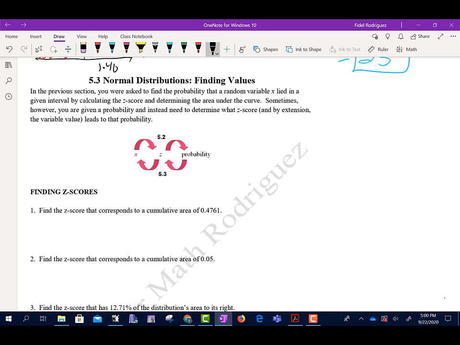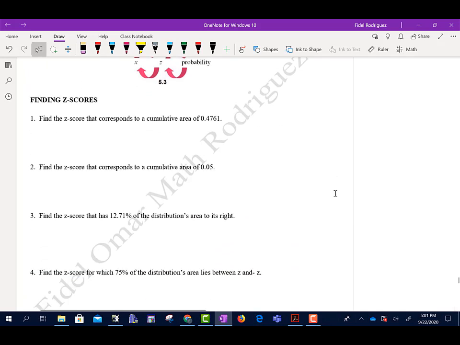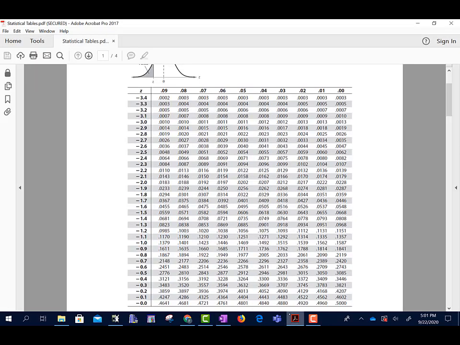So what we're going to do here is find a z-score that corresponds to some of these areas. I'm going to show you two ways to go about doing this. The directions say, let's find a z-score that corresponds to a cumulative area of 0.4761. So I'm going to pull up my chart and look through all those little values.